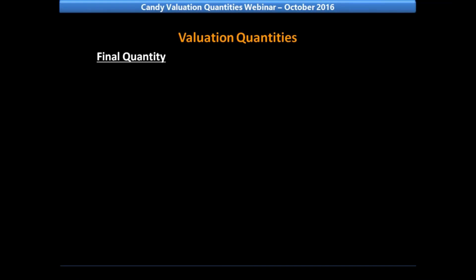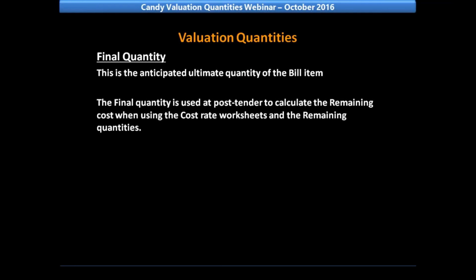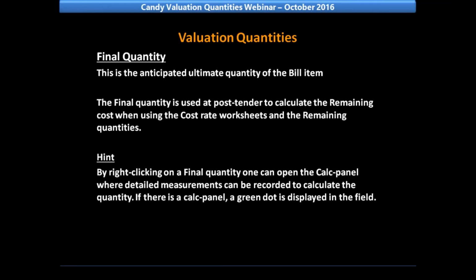So now that we've established the different valuation quantities, let's have a look at the primary valuation quantities used in Candy. My final quantity, we said, is the anticipated ultimate quantity of a bill item. The final quantity is used at the post-tender to calculate the remaining cost when using the cost rate worksheets and the remaining quantities. Just a hint, by right-clicking on the final quantity, one can open up a calc panel where detailed measurements can be recorded to calculate the quantity. If there is a calc panel, a green indicator is displayed in the field of that specific quantity.